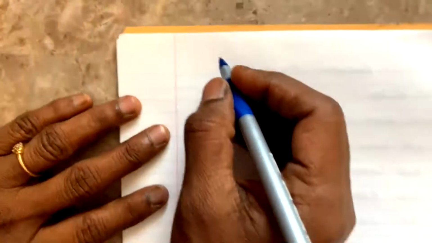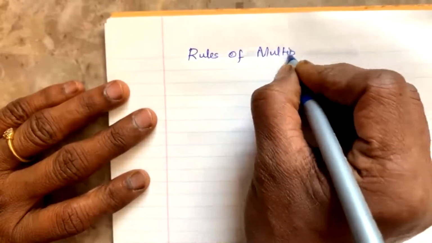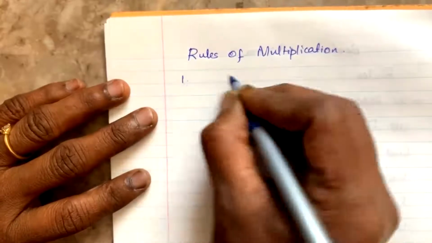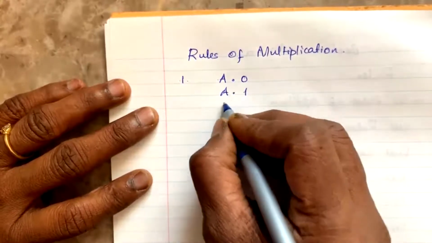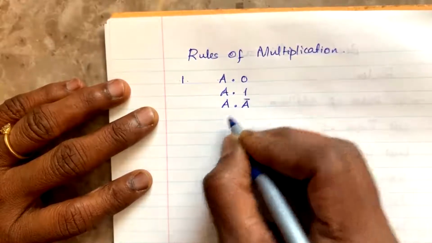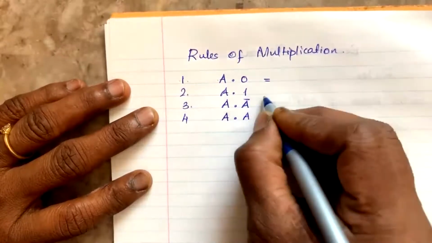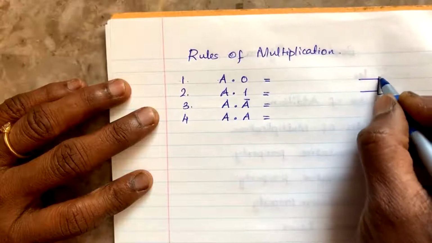Now let me go to rules of multiplication. Again, 4 of them. Rules of multiplication. So in that, one is A dot 0, A dot 1, A dot A complement, A dot A. What I'm going to do, I'm going to send the variables through AND gate.